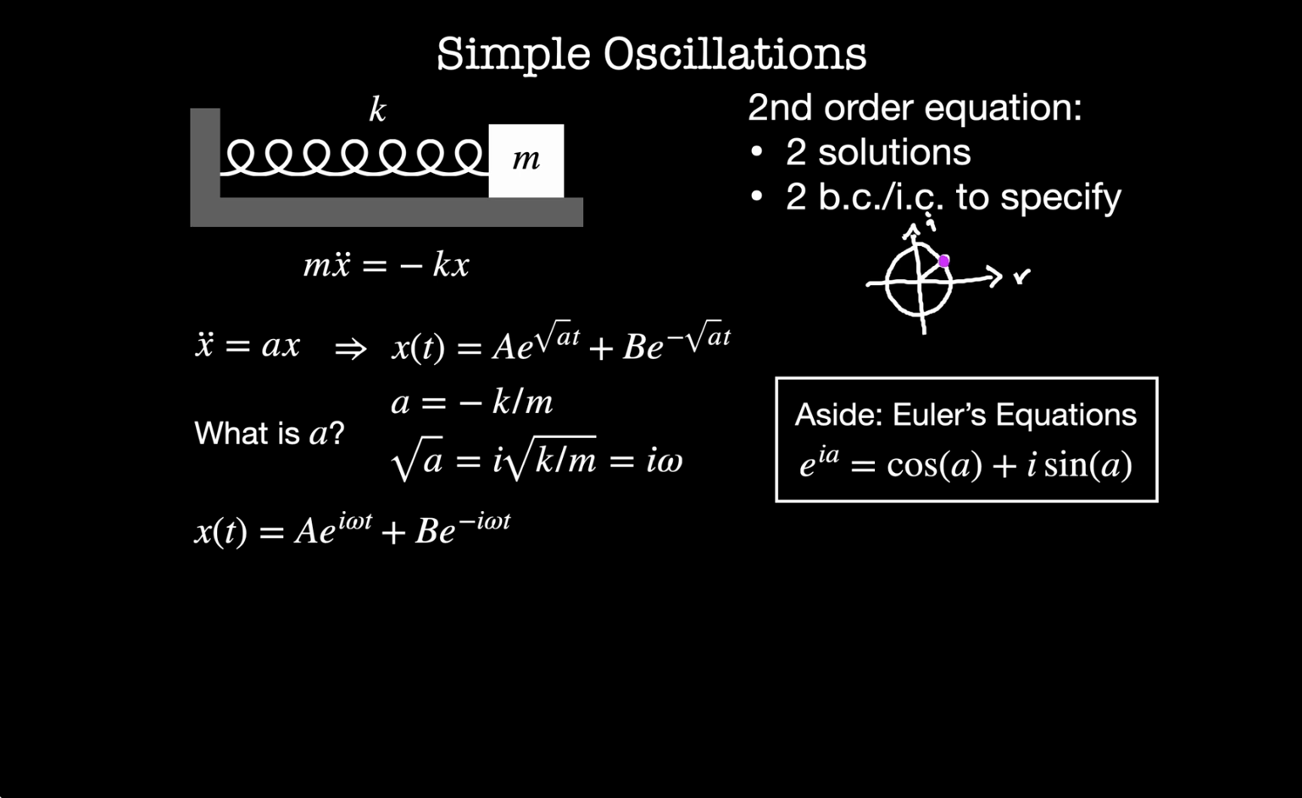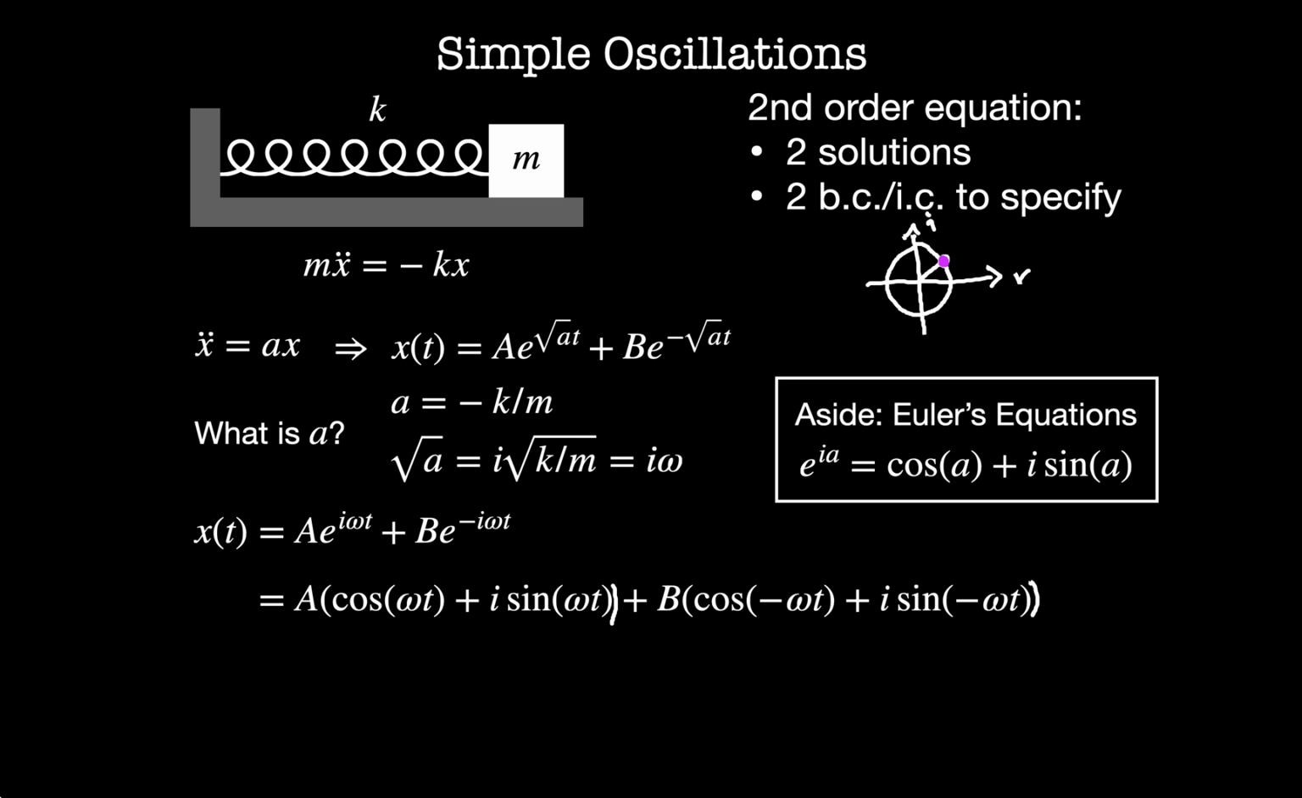And so I can now apply Euler's equations to this solution because we do know that our trajectory x is purely real. So I can split this up. So I have a times cosine omega t plus I sine omega t, and b times cosine of minus omega t plus I sine of minus omega t. And then I can group terms. So I can group real terms and I can group imaginary terms.